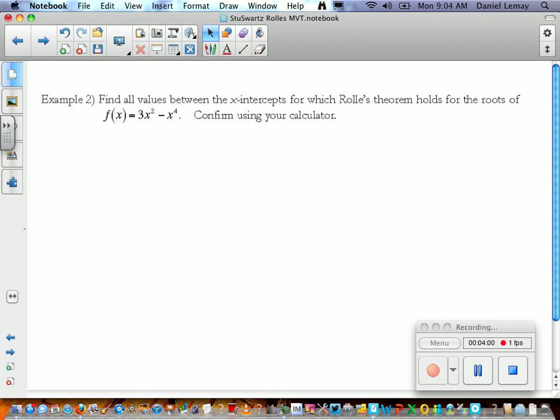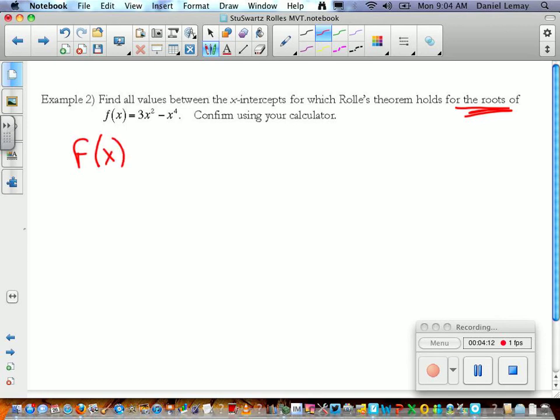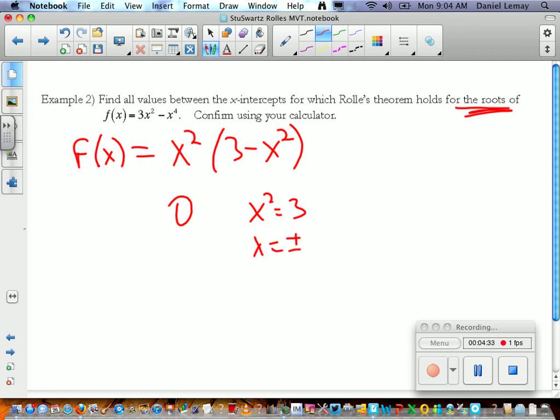Okay? So this is find all values between the x-intercepts, the roots of that equation, for which Rolle's theorem holds. Well, let's see. Where does this equation cross? Where does f of x, I'm going to factor out an x squared. That leaves me 3 minus x squared. So let's see. The zero is going to be 0, and x squared equals 3, so x equals plus or minus root 3. So we've got three zeros.